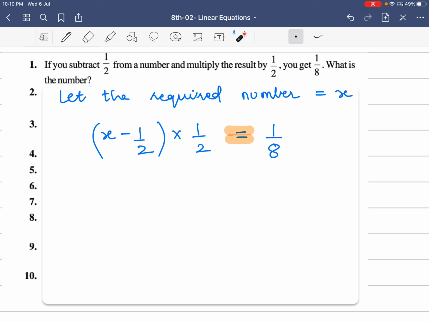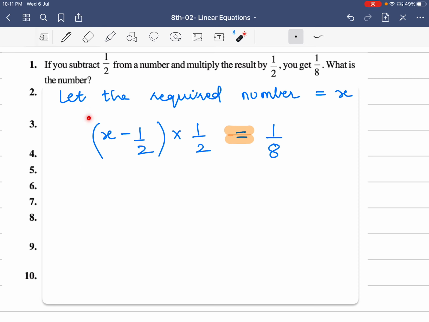So let's read it once again. If you subtract 1 by 2 from a number, this is what we have done here: subtract 1 by 2 from the number, and multiply the result, this whole result, by 1 by 2, you get, so that's where the equal to sign comes. You have to very minutely pinpoint where the equal to sign is going to come in our equation. You get 1 by 8. What is the number?